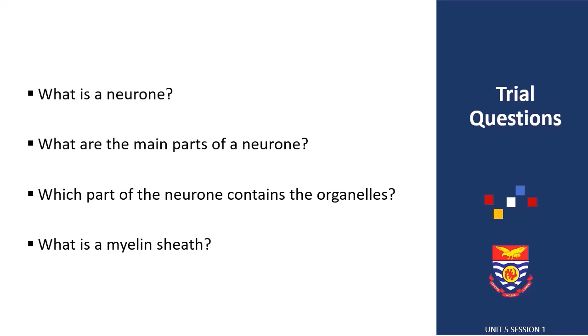Now have a look at these questions. What is a neuron? What are the main parts of a neuron? Which part of a neuron contains the organelles? What is a myelin sheath? Hope you were able to answer these questions.